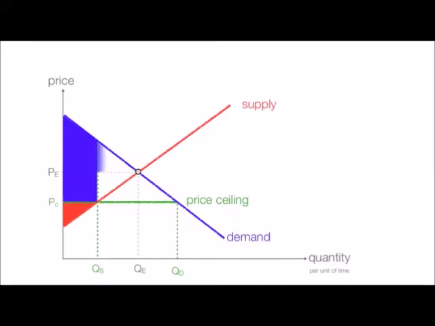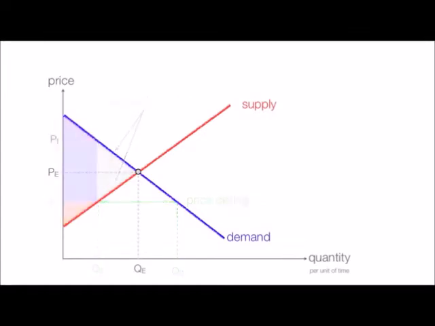Now this blue triangle I'm filling in now, I'll make it gray, used to be consumer surplus, now it's deadweight loss. It's a loss to consumers. The red triangle, again I'll make that gray, is a deadweight loss to suppliers. It used to be a benefit suppliers had, now they don't have. And we call that a deadweight loss to society as well. So a price ceiling causes a deadweight loss to society. The society loses with a price ceiling.